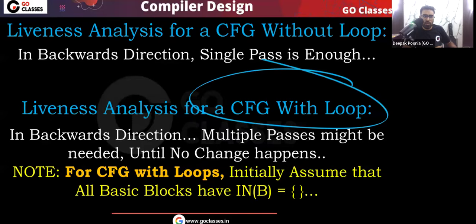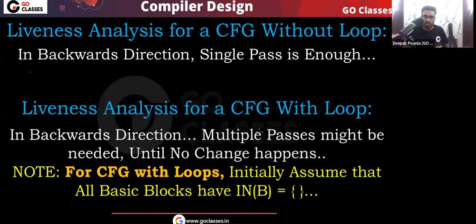When you have CFG with loop, then we will go in the backward direction. Multiple passes might be required until no changes happen. So we will do first pass, second pass, third pass, and so on, until no changes happen in the liveness information. Very simple. And remember, when you have CFG with loop, there is an initialization. We initialize all the basic blocks with in of basic block equal to empty. This is the first step when we handle CFG with loop.